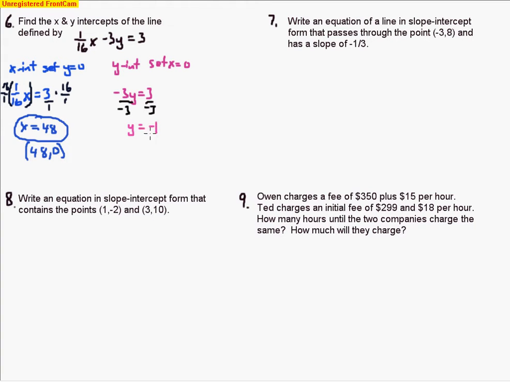There's one negative, so it is a negative. And you can write your answer just like that. The y-intercept is negative 1, or you could write it as an ordered pair. X is 0, y is negative 1. Either way.